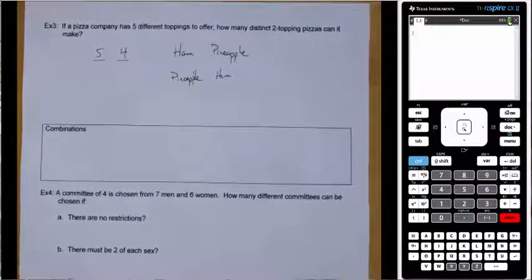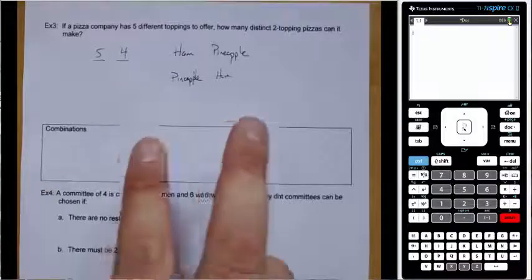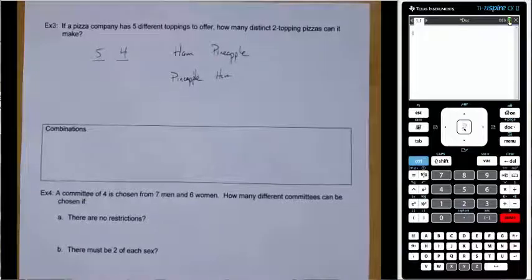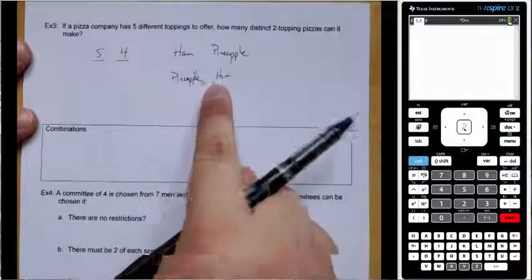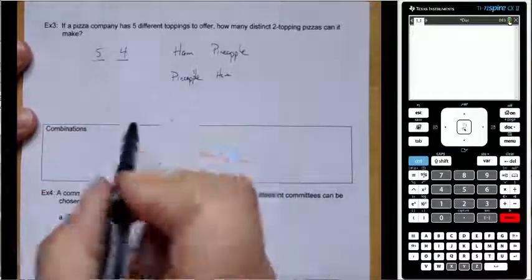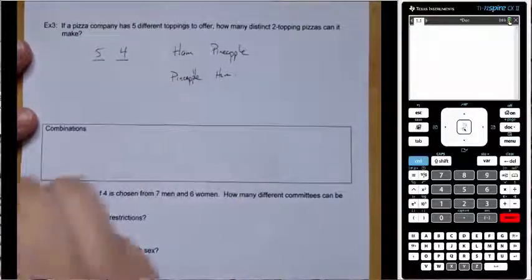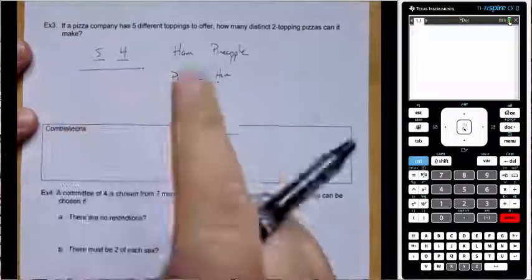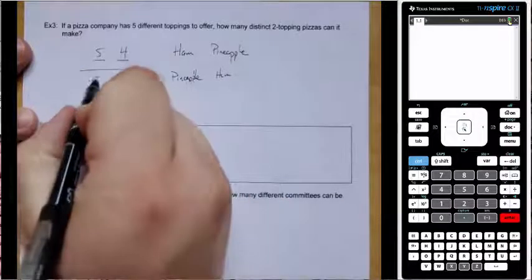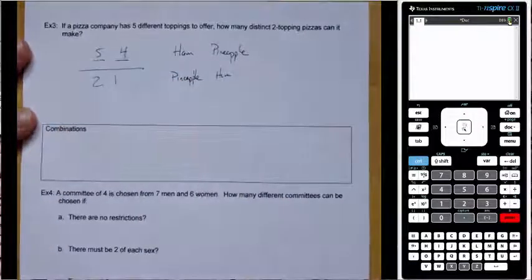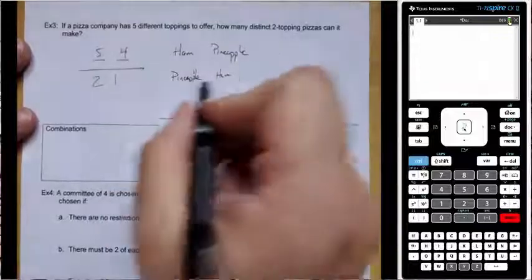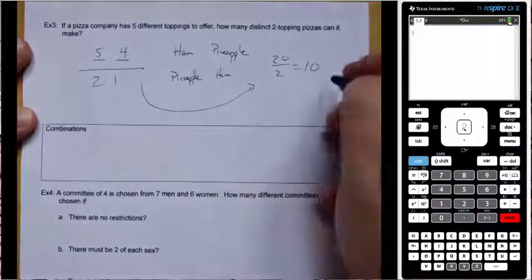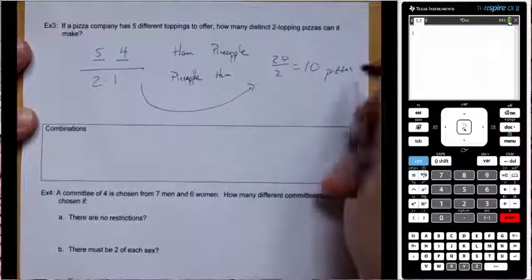So we need to take into account all the ways you can rearrange the toppings that you've chosen. Once I've picked 2 toppings, there are 2 factorial ways to rearrange them. So in the end, we have to divide by all the ways to arrange the toppings we've chosen, which is 2 times 1, which works out to be 20 over 2, which is 10 pizzas that are distinct.